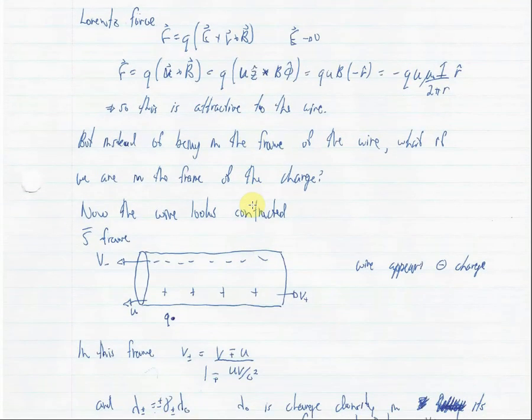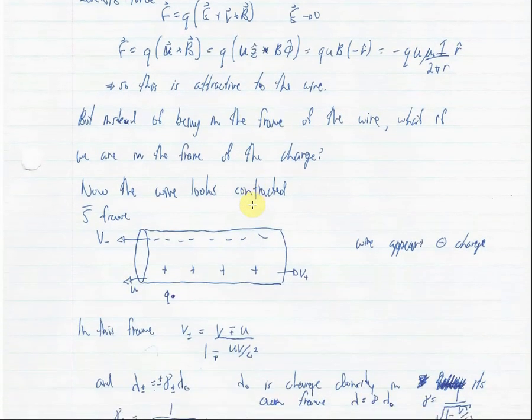Okay, so now instead of being in the frame of the wire, we're going to use special relativity, and so we're going to say what happens if we're in the frame of the charge. So now, if we're in the frame of this test charge, these charges look like they're more spaced apart, and these charges will look like they're closer together. And so that means that this wire is going to be contracted, okay?